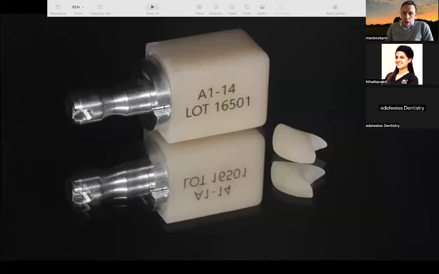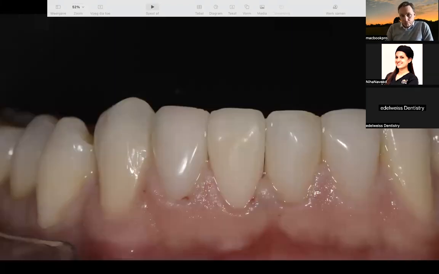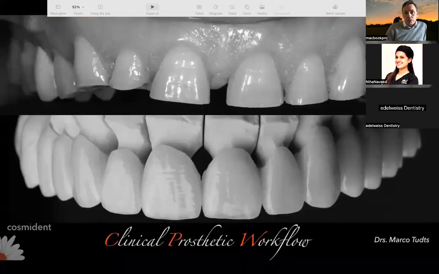This is the prototype block which we used at the beginning. It's now already available, but at the beginning, when I did this test, we tested to see if it worked for everyone in the world. And these were the first results which we had. You see a very nice adaptation, very nice gloss, and you see almost no difference between the direct or the indirect restoration.